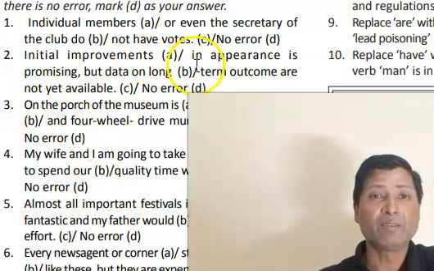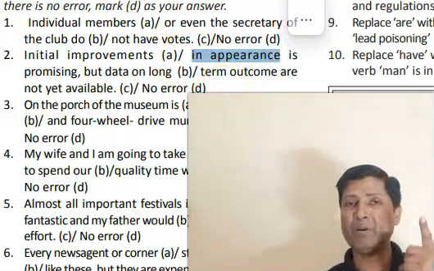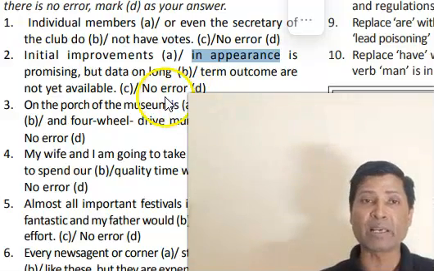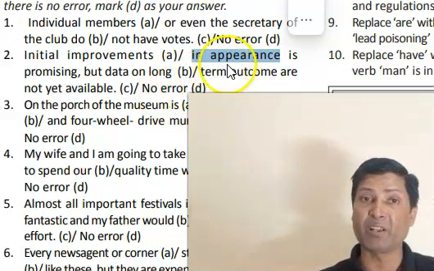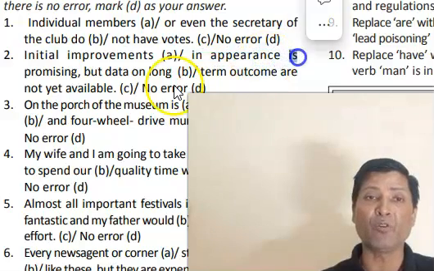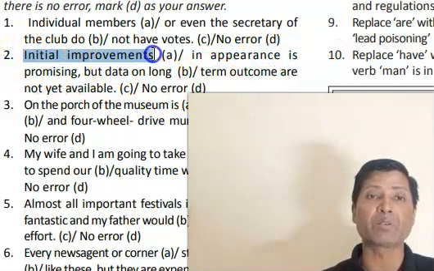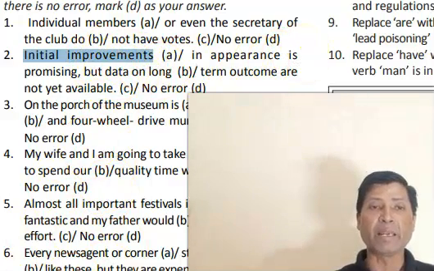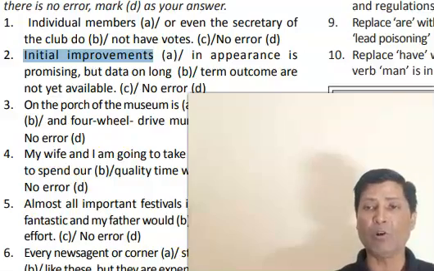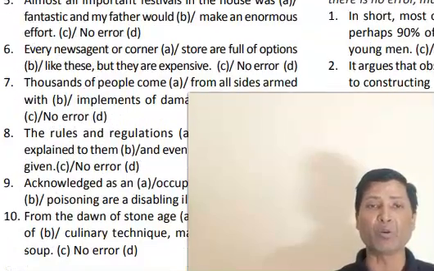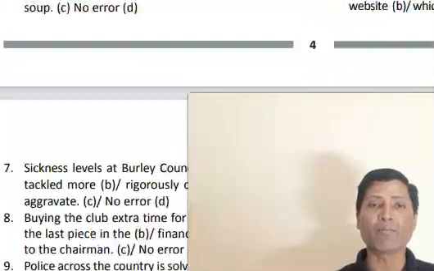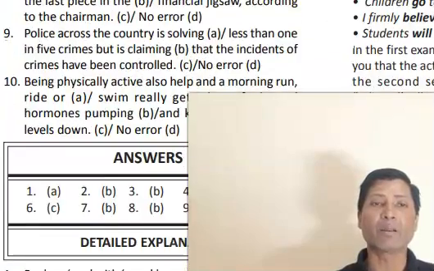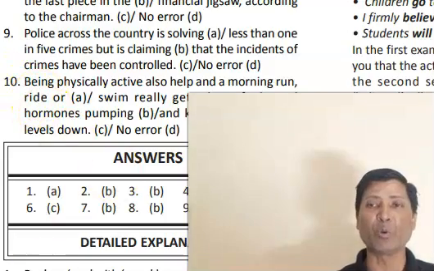So what is happening here? Here you see initial improvements is plural and "in appearance" is an adjective phrase. Remember, an adjective phrase and clause can come between subject and verb, but they do not affect the number. So here this verb is coming for the subject initial improvements, which is plural, so the verb should be plural. So these remaining 8 questions you do, and all answers are given just below the question, along with explanations. You don't have to do anything.